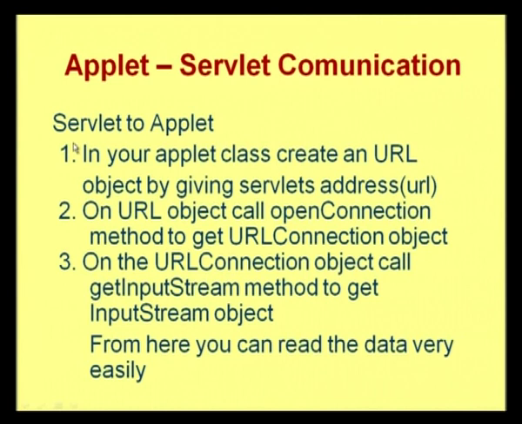In your applet class we have to create a URL object by giving the servlet address, that is nothing but your server side code's address. On the URL object we call the openConnection method and create a URLConnection. In the net package we have seen what URL and URLConnection are. On the URLConnection object, call the getInputStream method in order to receive some input from your servlet. From here you can read the data very easily.